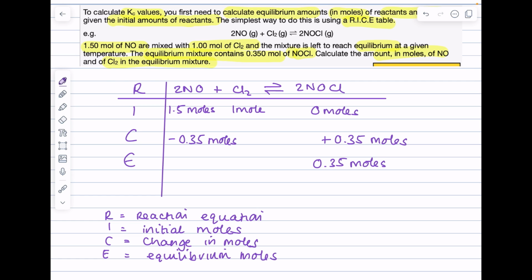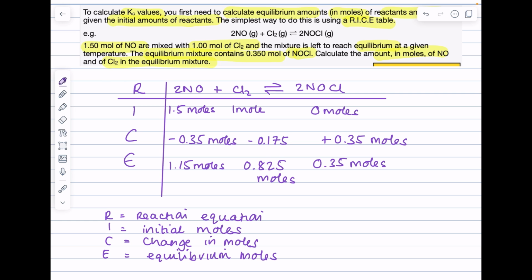So 1.5 minus 0.35 becomes 1.15. And then just be careful here with the mole connection. It's 2 to 1. So in terms of how much we've lost here, we just need to make sure we halve that number. So it's minus 0.175 moles. And therefore, to work out equilibrium moles of chlorine, just do 1 minus that number you just found. So that's 0.825 moles.